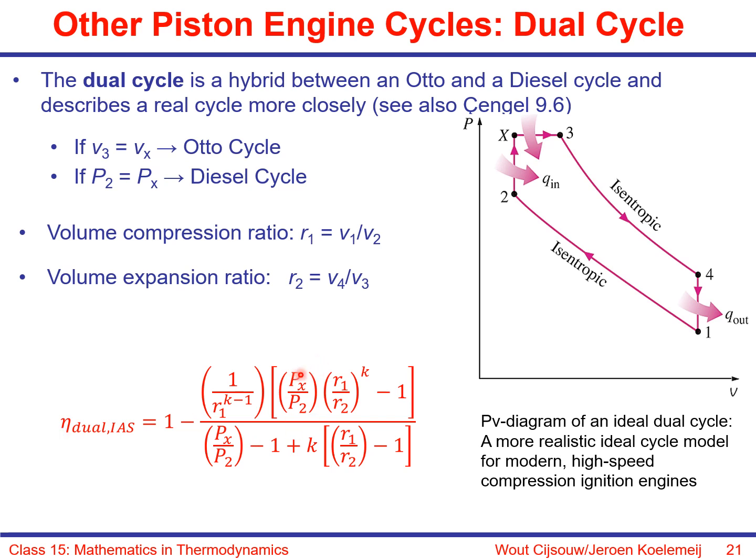And you also see this pressure at point X. So these determine the efficiency of the dual cycle. And again, this dual cycle is a model that more closely describes real life cycles, in particular those in modern high-speed compression ignition engines. Okay. Oh, and I would like to point out that this is not within the scope of the exam, but nevertheless good for you to at least have seen it once.